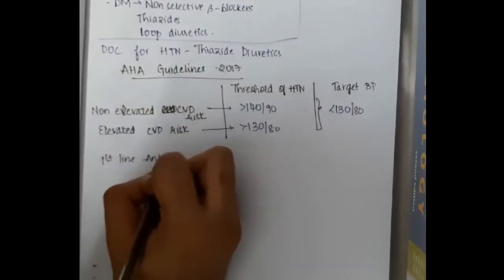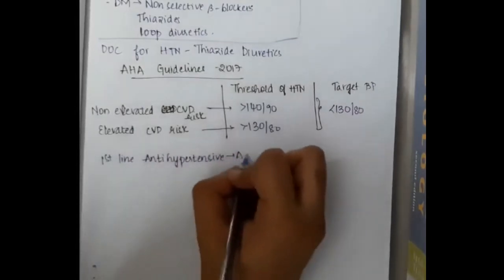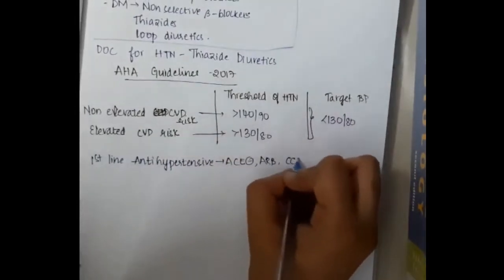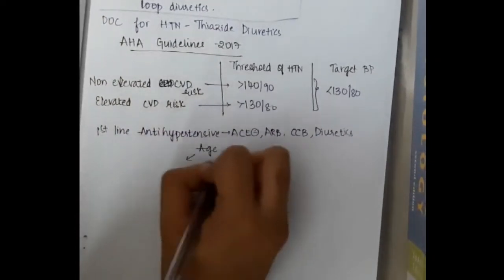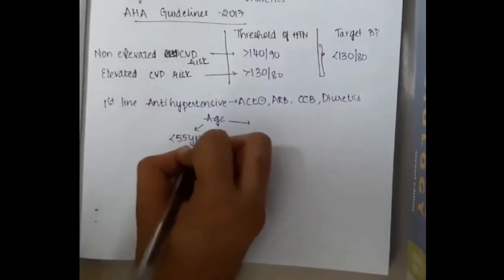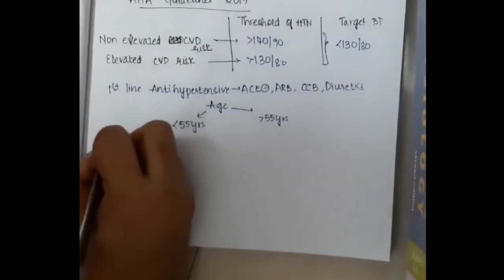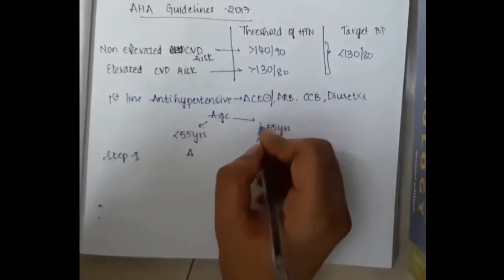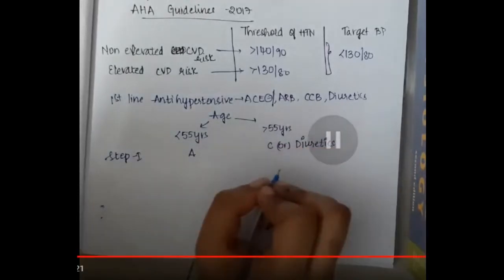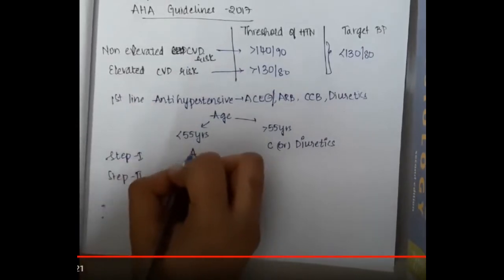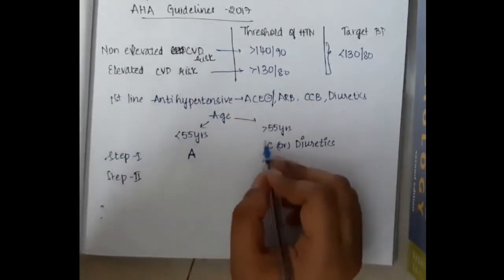Now, first line antihypertensives. First line antihypertensives are angiotensin converting enzyme inhibitors or angiotensin receptor blockers, calcium channel blockers and diuretics. If the patient is less than 55 years of age, step 1 is you should give angiotensin converting enzyme inhibitors or ARBs. If the person is more than 55 years of age, step 1 is you should give either calcium channel blockers or diuretics.